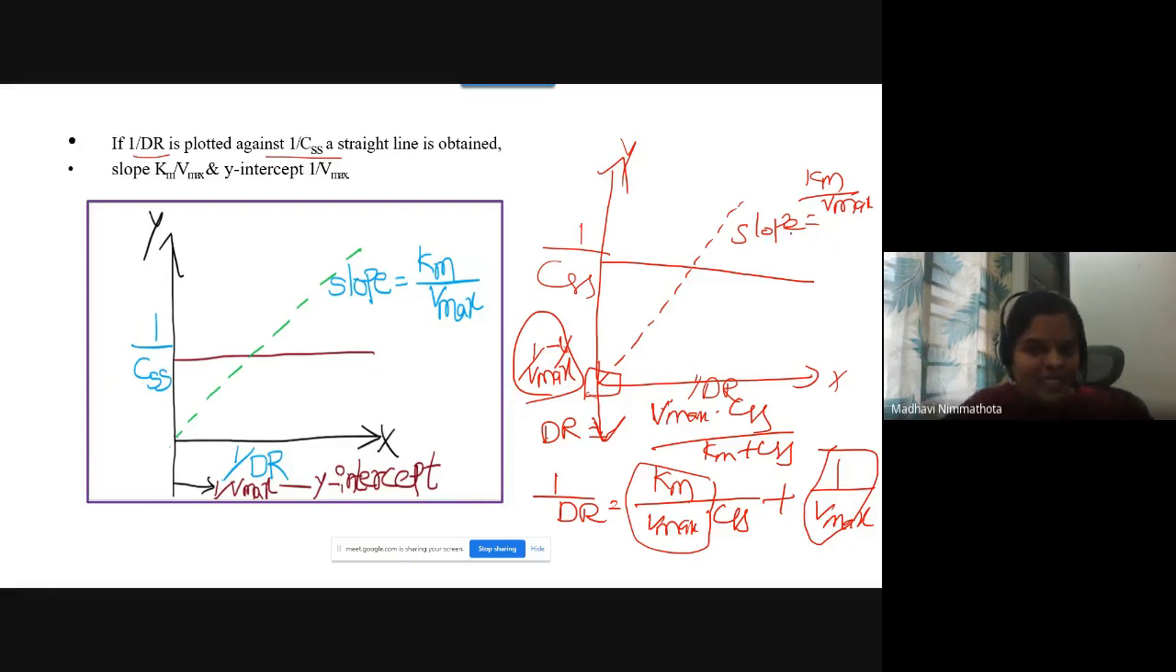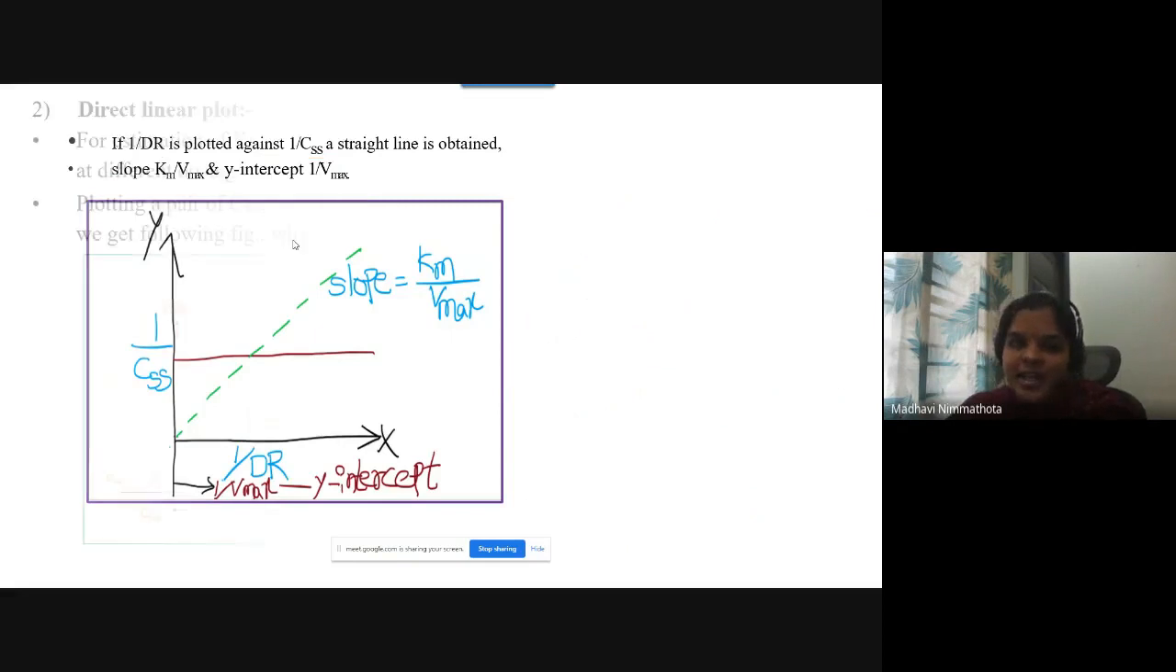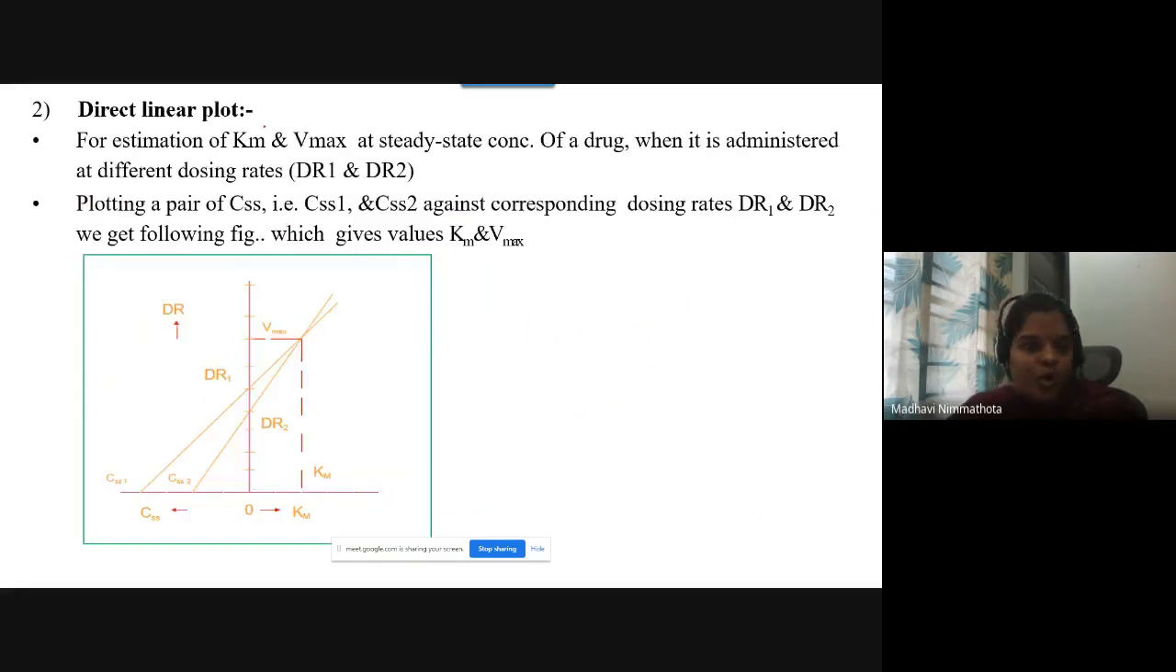See how simple it is. First you write the basic equations, then you convert them into reciprocal forms, then you plot the graph. You will get one method, that is the linear Burke plot, to estimate the Km and Vmax at the steady state plasma drug concentration. So this is the slope and this is the intercept. Okay. So the next method is the direct linear plot.